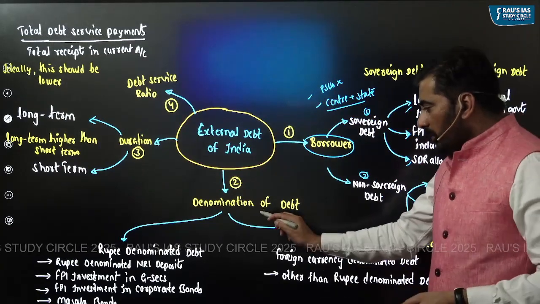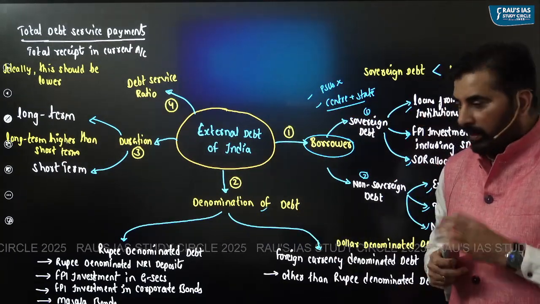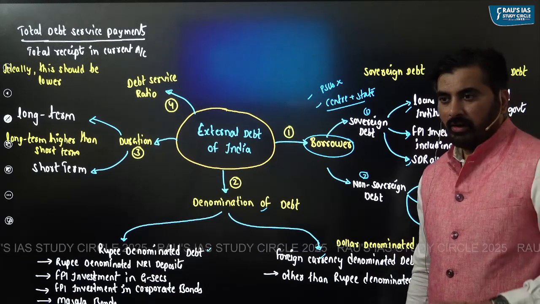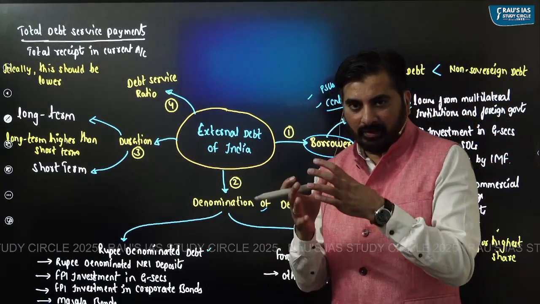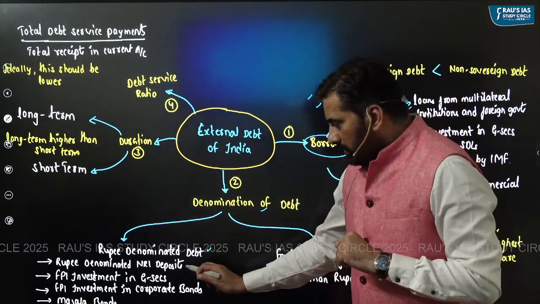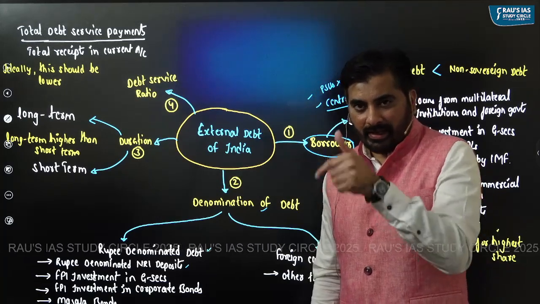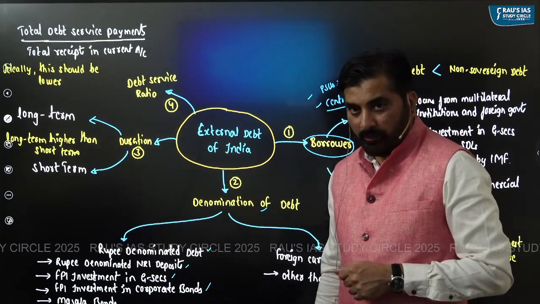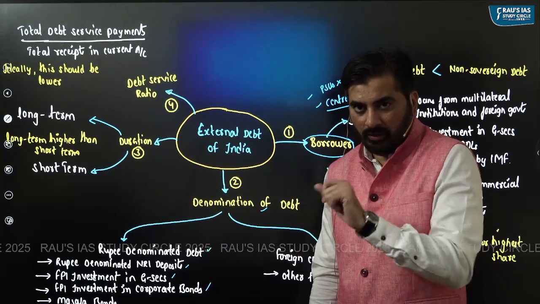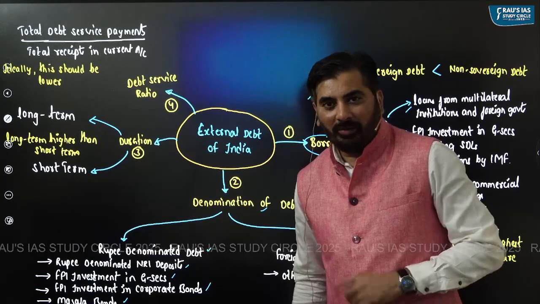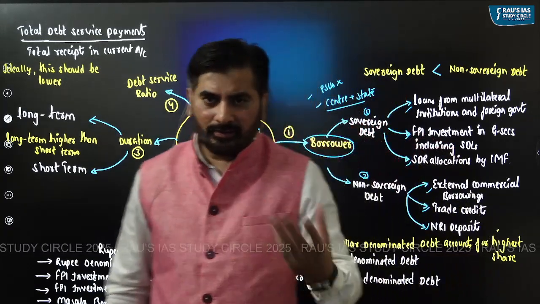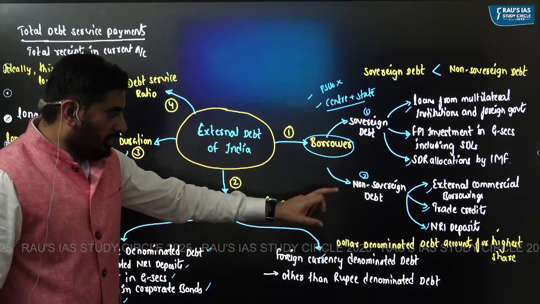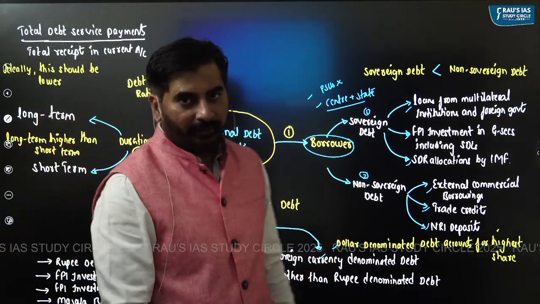When you look at the denomination of debt, that is, in what currency we borrow, it can be rupee denominated debt as well as foreign currency denominated debt. Now, what is rupee denominated debt? That is the borrowings in terms of rupees. It can be rupee denominated NRI deposits maintained by NRIs in India, FPI investment in government securities, FPI investment in corporate bonds because they are investing in terms of rupees, and finally the rupee denominated masala bonds. Everything else you can consider to be foreign currency denominated debt. And as you can see, dollar denominated debt accounts for the highest share.